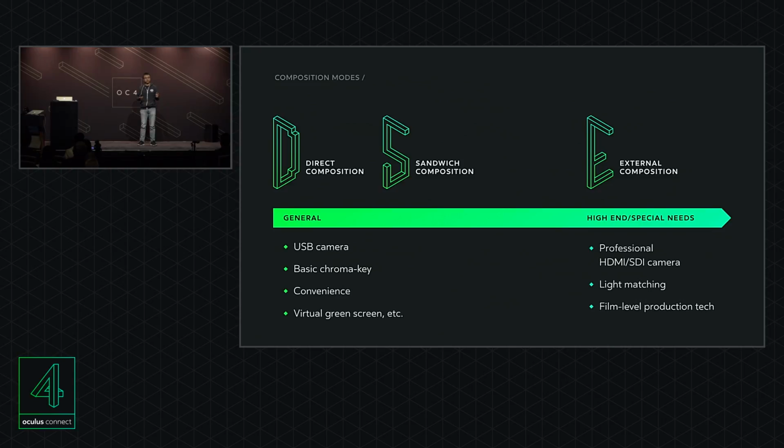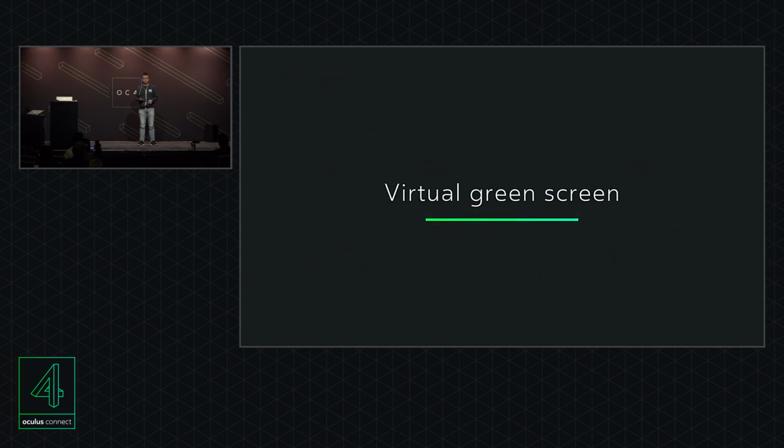So, which composition mode should I use? In general, we should start from the direct or sandwich composition. They are convenient and work in most of the common situations. If there are special needs, switch to external composition. Virtual green screen is very valuable in reducing the green screen coverage and provides more freedom in the camera movement.